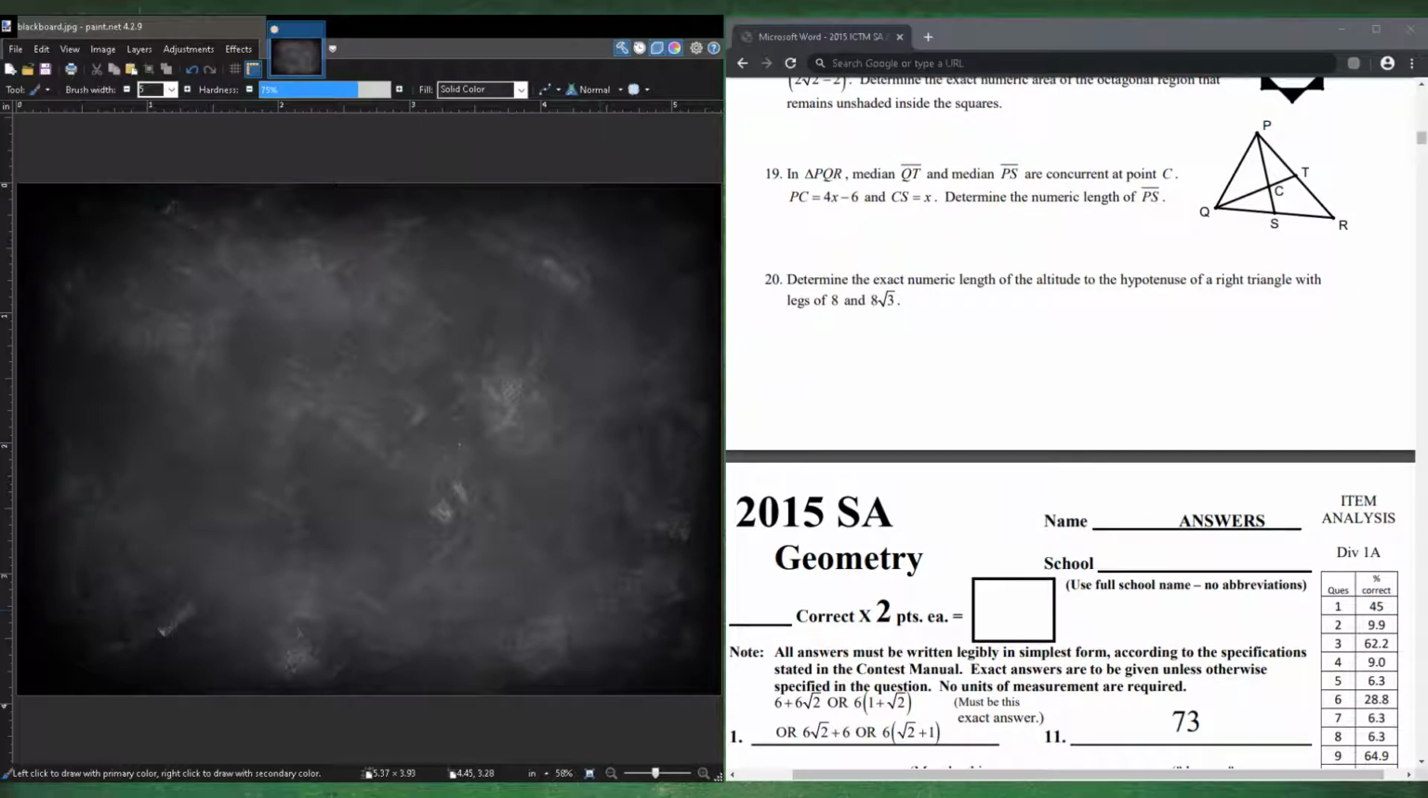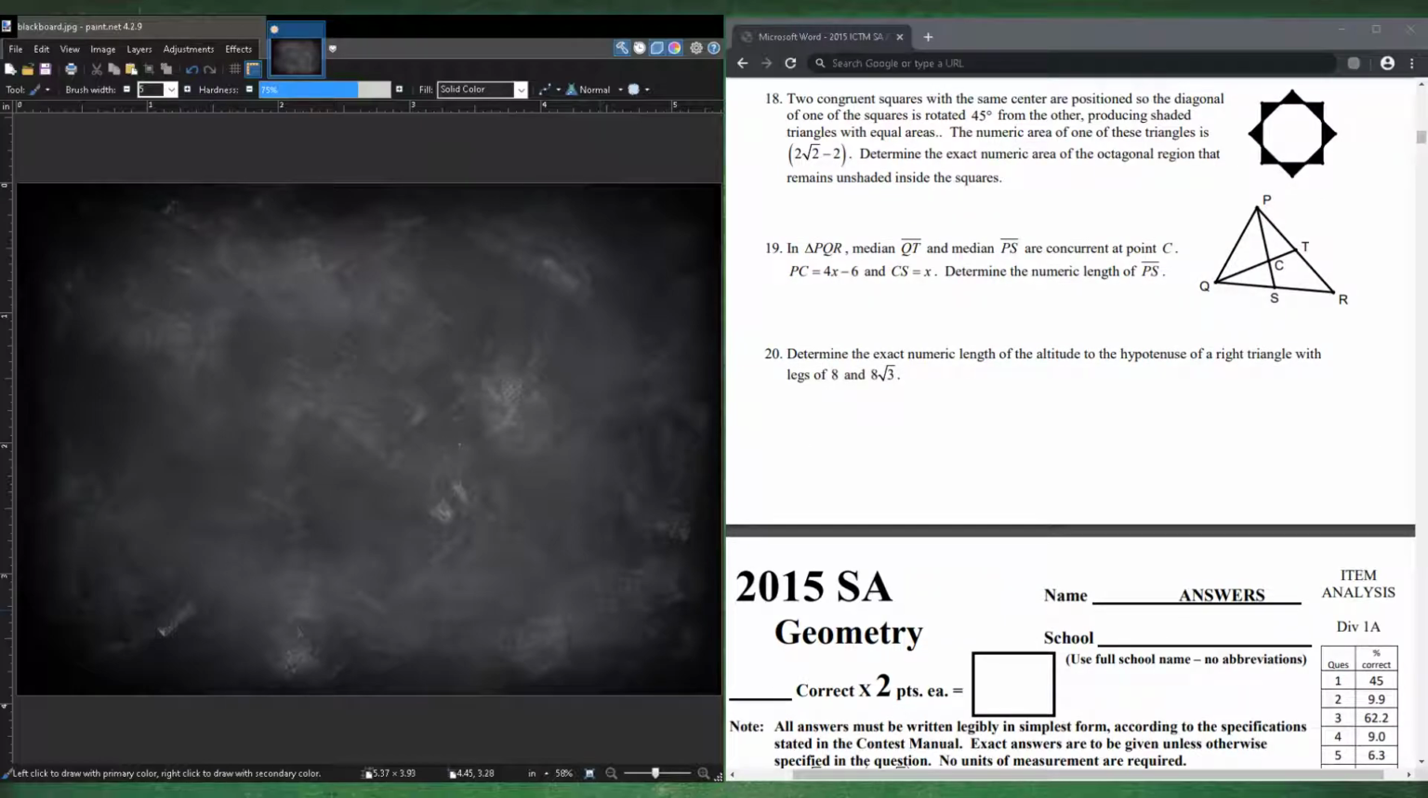Okay, final answer, 20. Determine the exact numerical length of the altitude to the hypotenuse of a right triangle with lengths 8 and square root 3. Okay, so you have a right triangle, legs 8, and the other one 8 square root 3. So we need to find the length of the altitude.